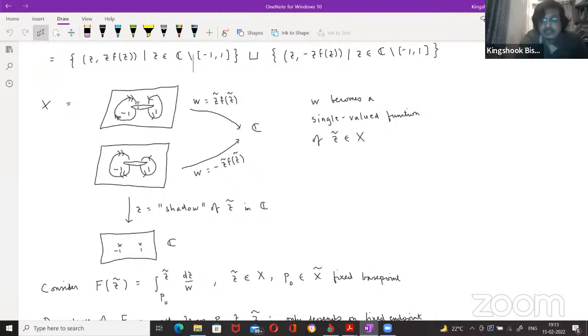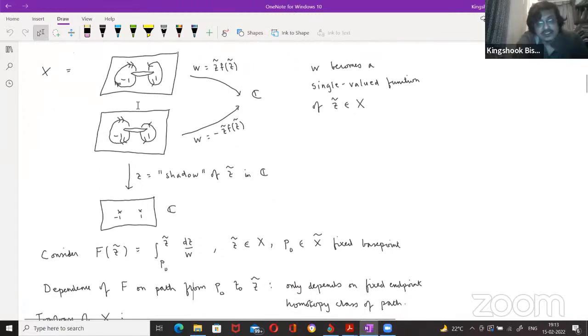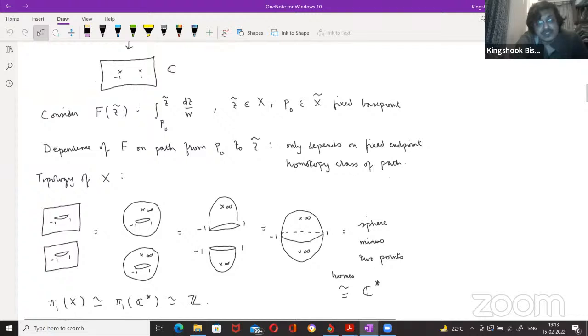All right. So we get a two-sheeted branched covering of the plane. And now I want to consider on this Riemann surface the following function. Capital F of Z tilde is the line integral from a base point P0 up to the point Z tilde of dz over W, where Z tilde is a point in this Riemann surface X, and P0 is a fixed base point in this Riemann surface.